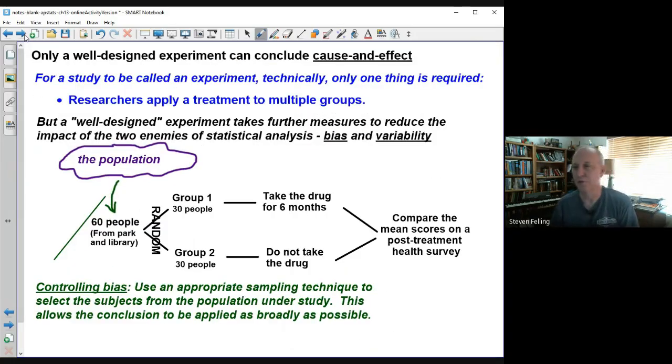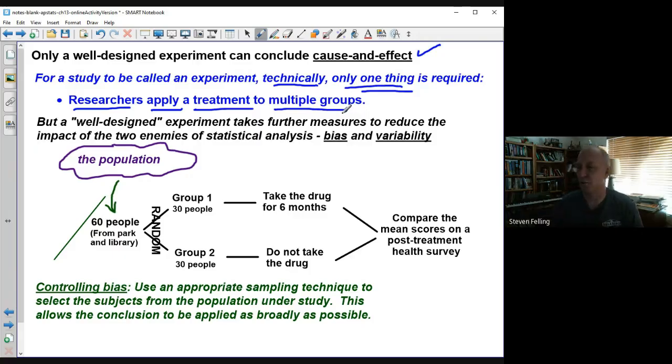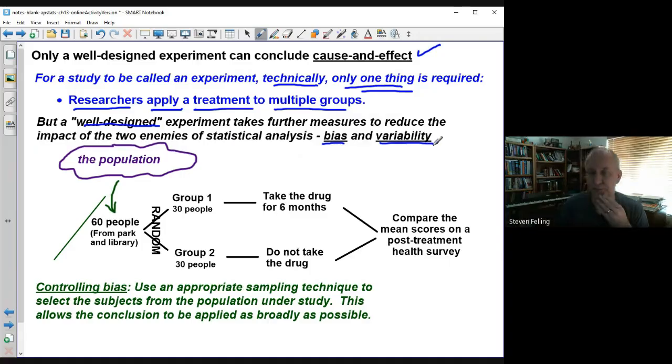All right, so what makes a good designed experiment? Only a well-designed experiment can conclude cause and effect because we're trying to control for everything except for the factor or factors we're controlling. So for a study to be called an experiment, technically it only has to have one thing. You have to have researchers applying a treatment that's different for the groups. That's the one thing that's absolutely required. Okay, but a well-designed experiment that's going to really show something takes further measures to reduce not only bias but also variability. Okay, so let's talk about that.